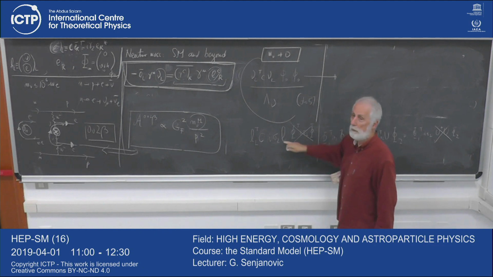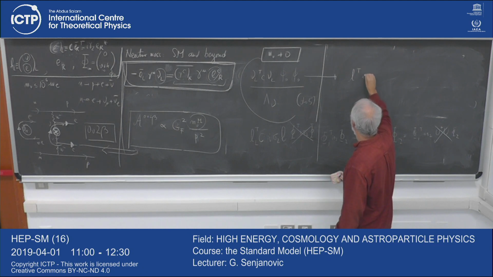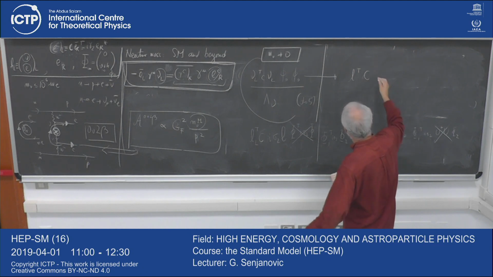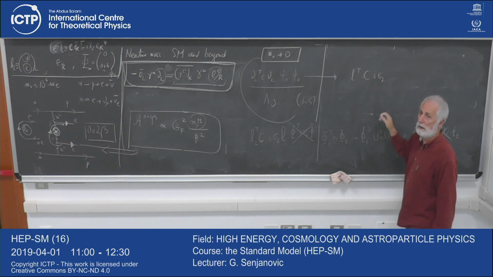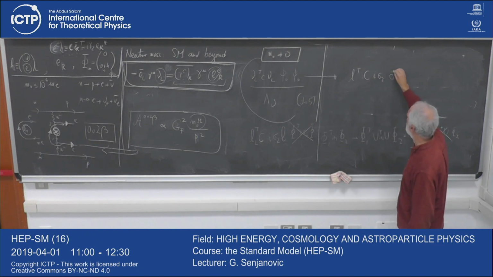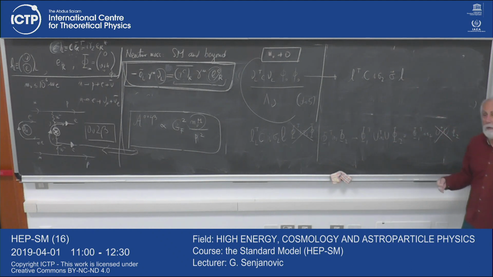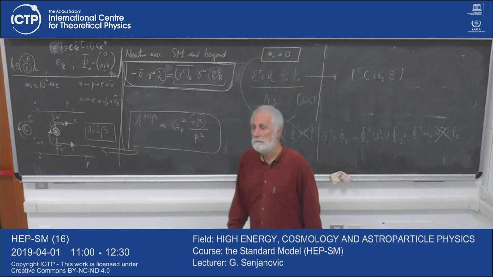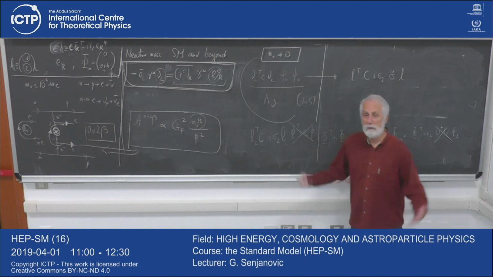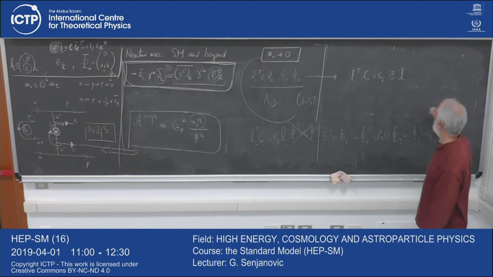Notice, this of course is invariant, but this also. Okay, I put C because I put I sigma 2, because otherwise this transpose is killing me. But I can make a triplet by sandwiching Pauli matrices. When you sandwich Pauli matrices between two doublets, you get a triplet.